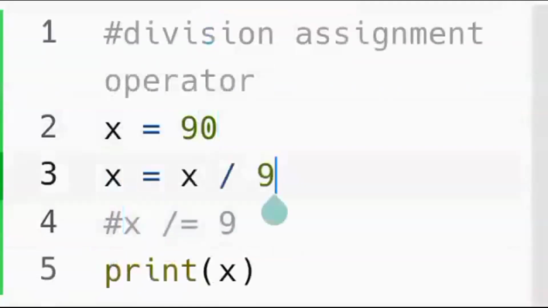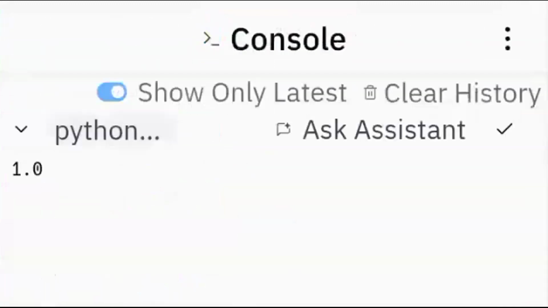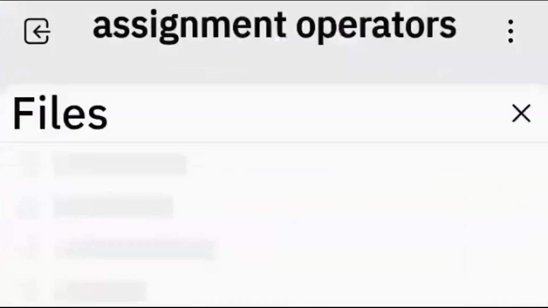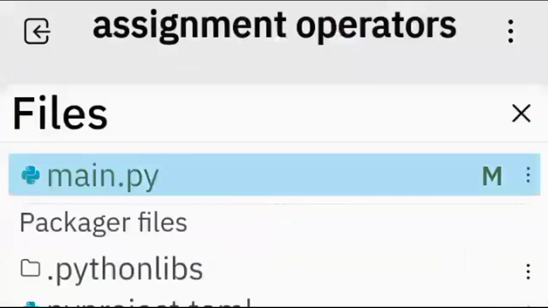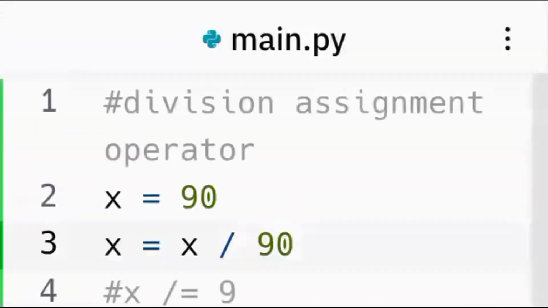What is the shorthand form of writing it? It is x divide equal to 9. It's the same as x equals x divided by 9, or whatever value you decide. You can see how it's happening: the evaluation happens on the right-hand side expression, and then it is assigned to the left-hand side operand. So right-hand to left-hand.